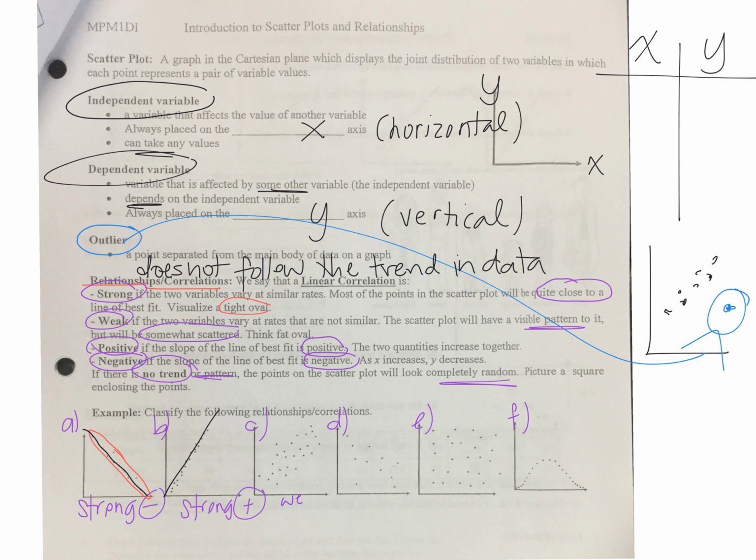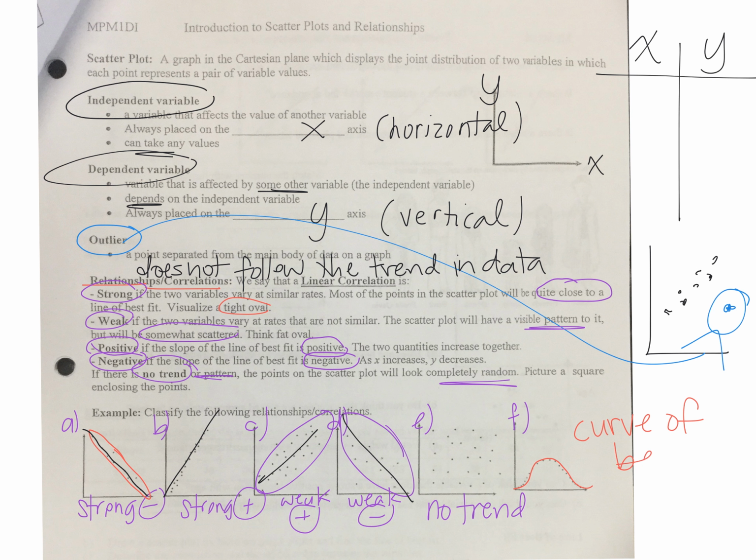Correct. Weak, positive, and this is a fat oval. There you go, there's your fat oval. Weak, negative, again, it's a fat oval. If you draw your line of best fit, it is decreasing. This one was increasing. And then for E, Loren, what'd you say for E? No trend, good. Now, F I didn't really talk about in the description. We're gonna get into that in 6.3. Is this a line or a curve? Curve. So this is called a curve of best fit, okay?